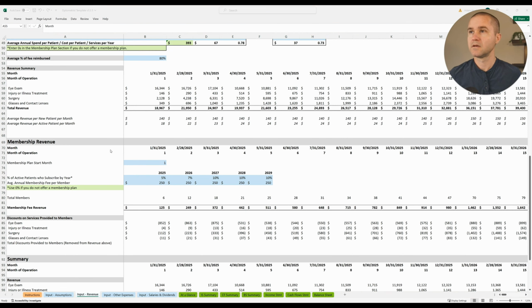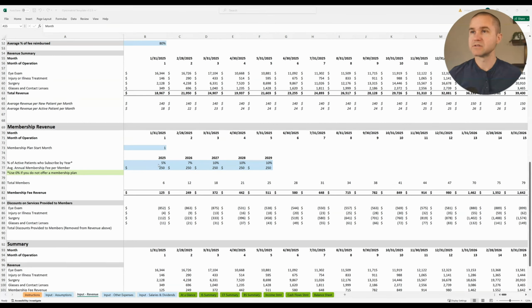Okay, so here's the membership revenue section. So we're going to assume that 5%, then 7%, then 10% of our active patients are members. And then they're going to be paying $250 in annual membership fees to be members in this program. So that is how you would enter that in.